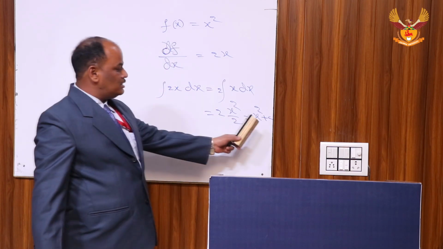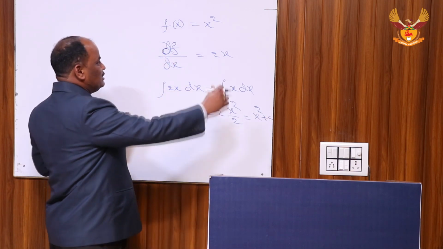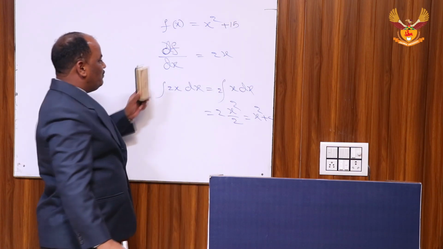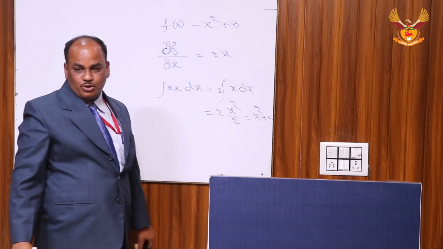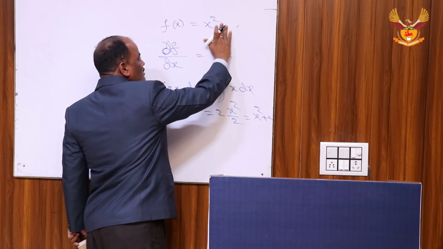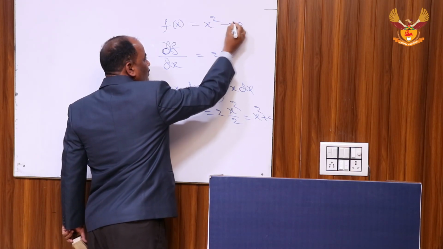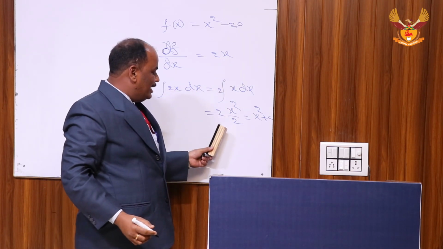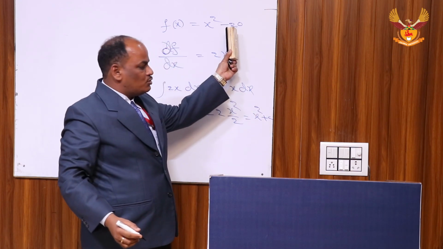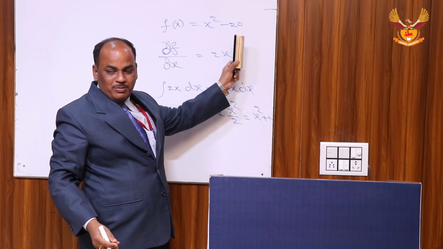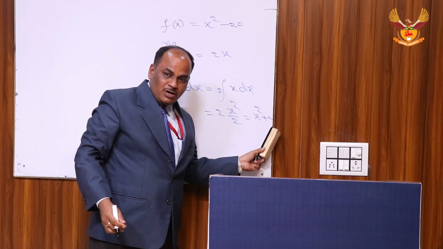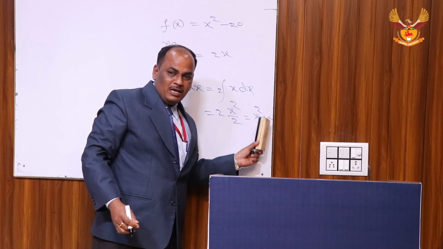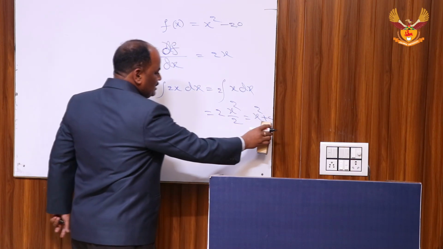Why? Because we can add constants to certain functions, for example x square plus 15. Differentiating this function also gives 2x, as does x square minus 20. While doing integration, you won't get that minus 20 or plus 20 or minus 15 or plus 15. Those unknown constants we treat as the integration constant, C.